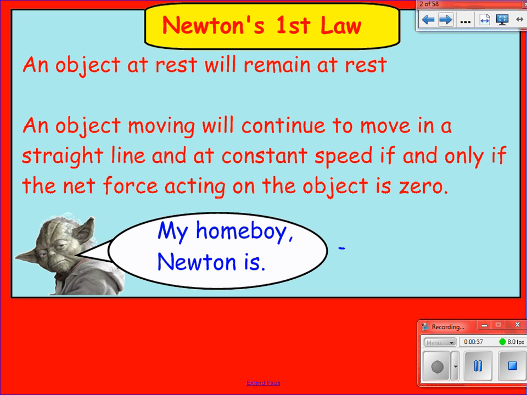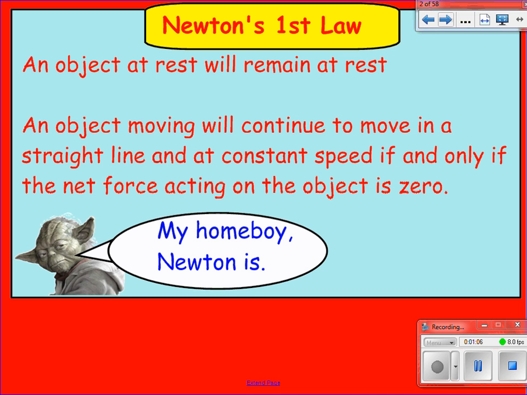For example, if you had a box sitting on a tabletop like so, you would expect that box to remain at rest unless something came along, such as a hand or another object, and made it move. So that makes sense. The second part states that an object moving is going to continue to move in a straight line, meaning its direction will not change, and at a constant speed, so it won't speed up or slow down, if and only if the net force acting on the object is zero.